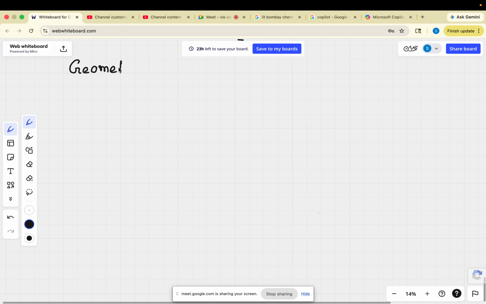Next write down geometry. So suppose you have this compound Rh6(CO)16. Okay, try to solve it. Rh6(CO)16.